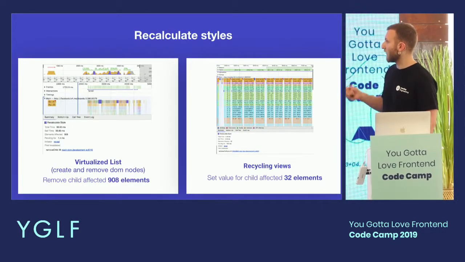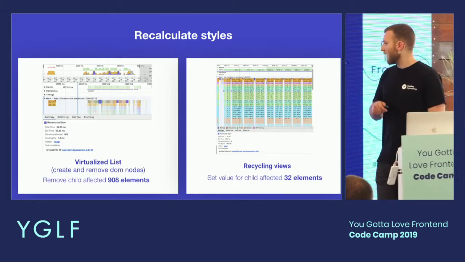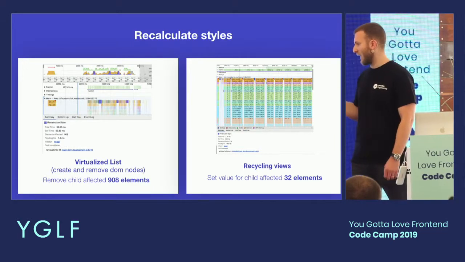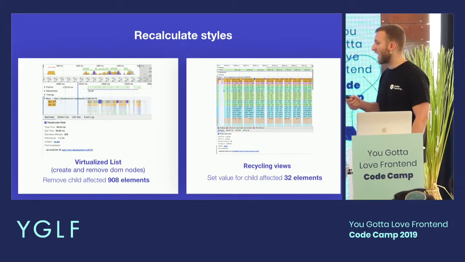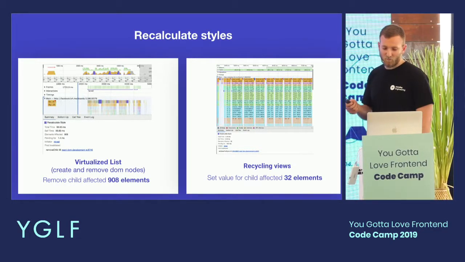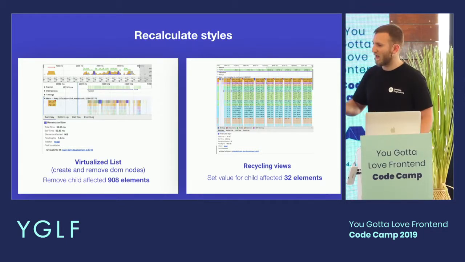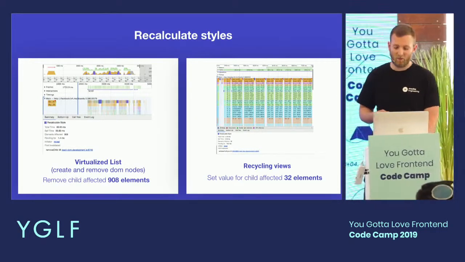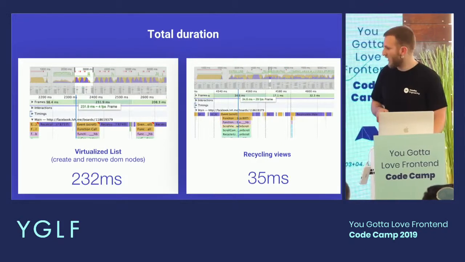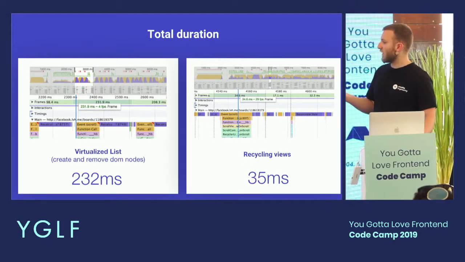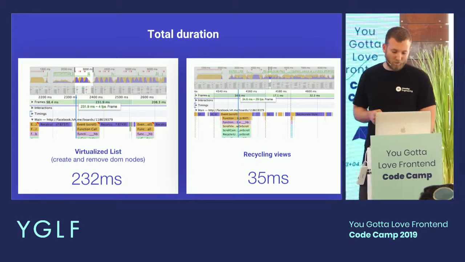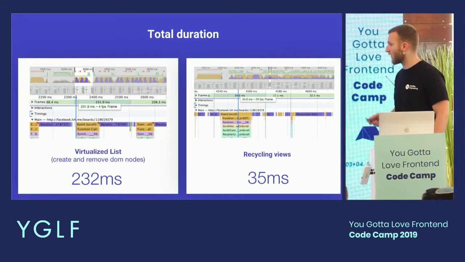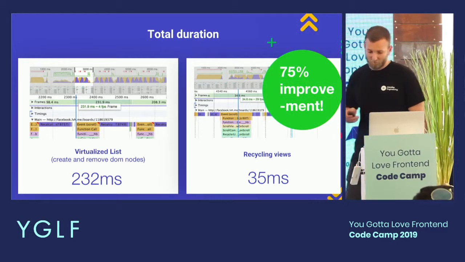In addition, in terms of recalculating styles, we saw that in the virtualized list, once we remove the first element in the list, we need to recalculate the styles of the elements. We saw that we affected 900 elements. And in recycling views, we affected only 32 elements because we just update the new element that replaced the existing element in the DOM. So for the total duration, the virtualized list took us 230 milliseconds, and recycling views took us 35 milliseconds. That's amazing, because it's a 75% improvement.